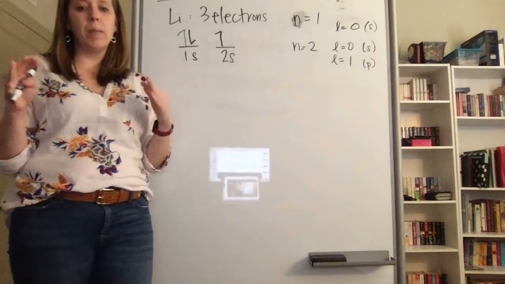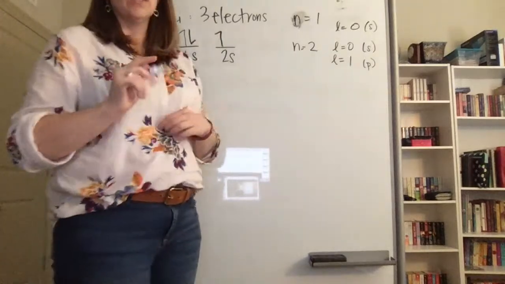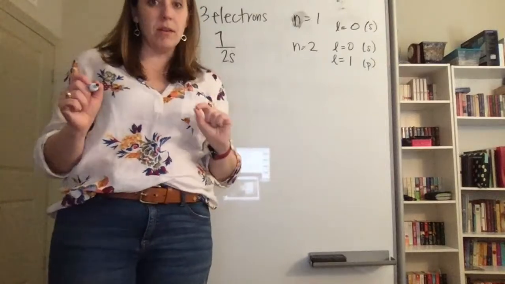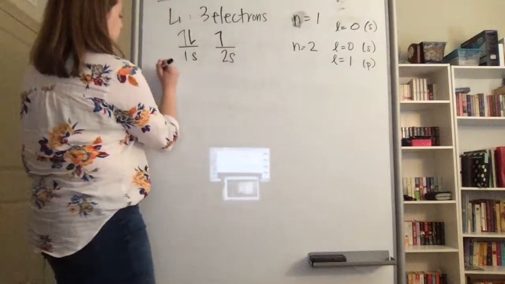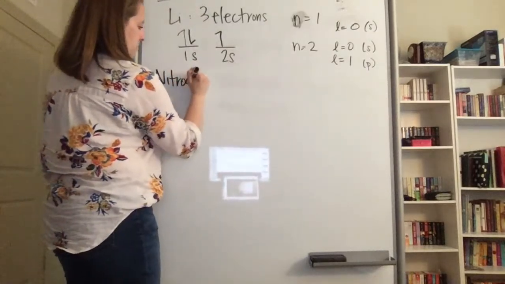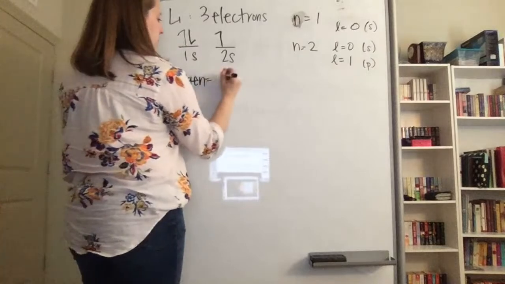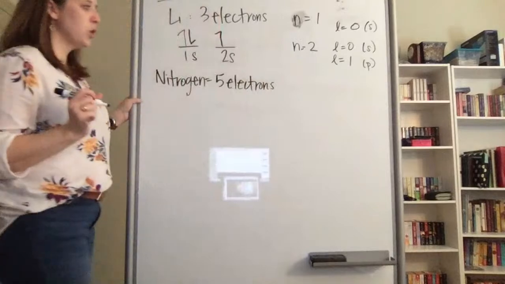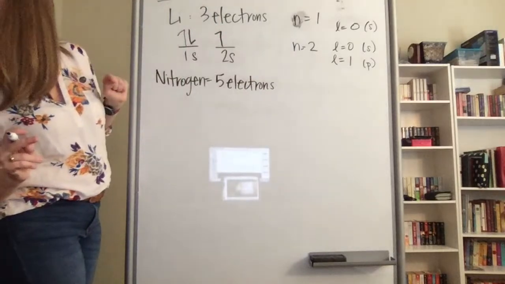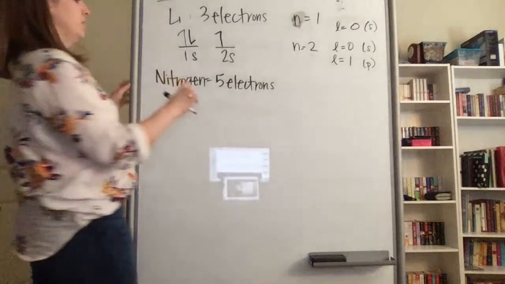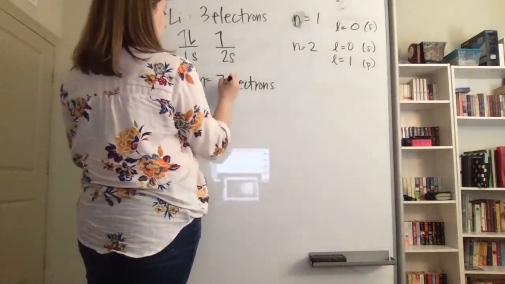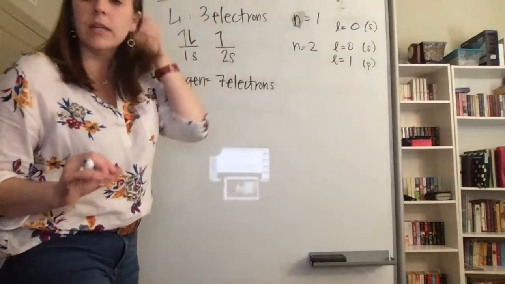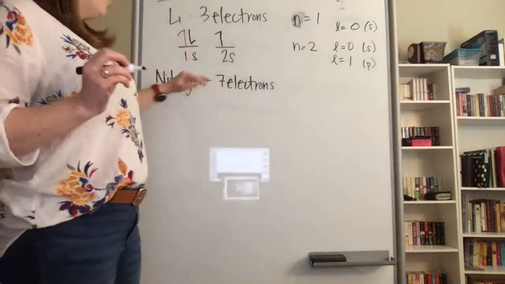When we start to think about p orbitals, in this case we're going to think about nitrogen. Nitrogen has 7 electrons. It's not my day. So nitrogen has 7 electrons, and so when we think about this, we know that there are 7.